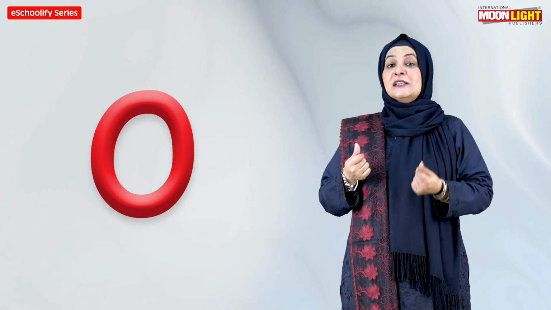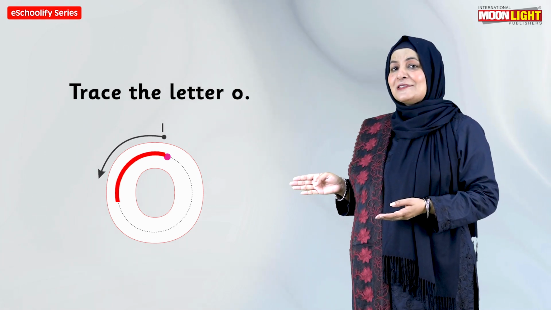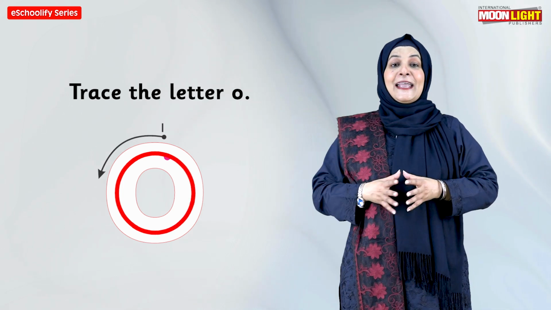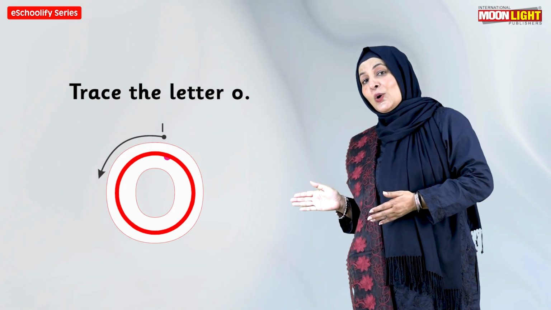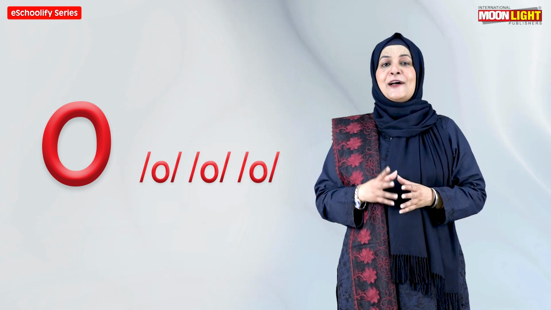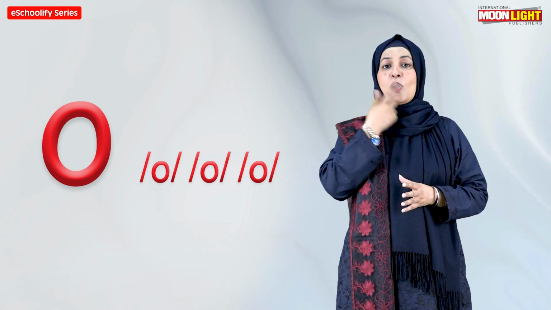Let's start. Start from the red dot. Go round, round, round and stop. It will make lowercase letter O. The letter name is O. The sound of O is O.